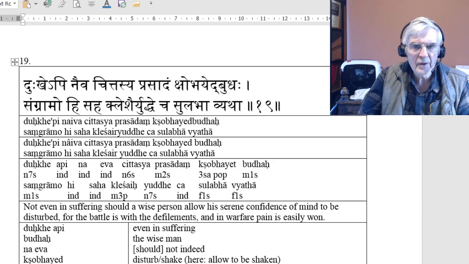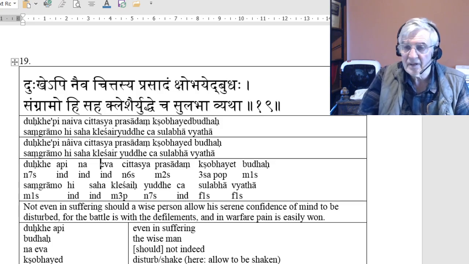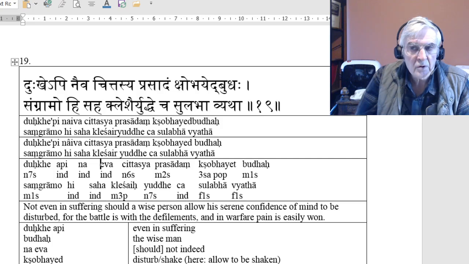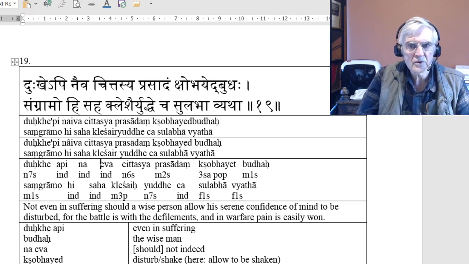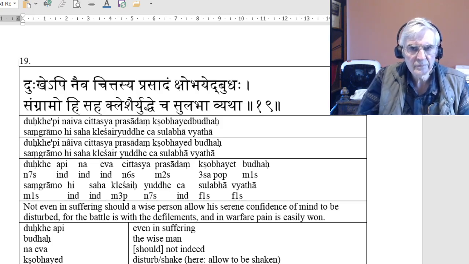But here we've got the pi, which very distinctly has a meaning, even in suffering. You should not allow the chitta of your mind to be disturbed.